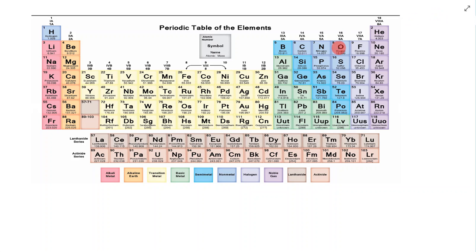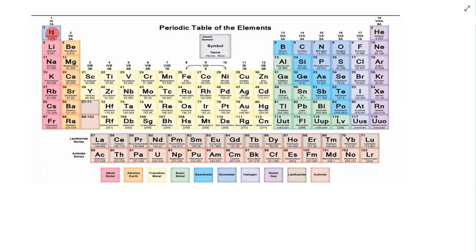Okay, so we've talked a lot about the periodic table, and I just want to spend a little bit of time highlighting some of the basic parts of the periodic table. So we know that each of the boxes represents an individual element, and these are all of the known elements known to man at the moment. So each box represents a known element. And within the box, you have the chemical symbol.